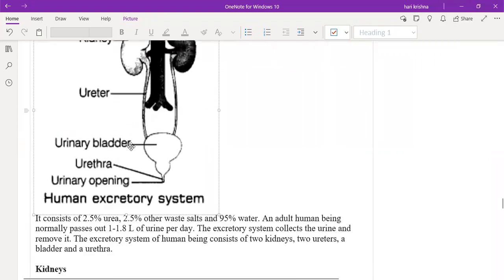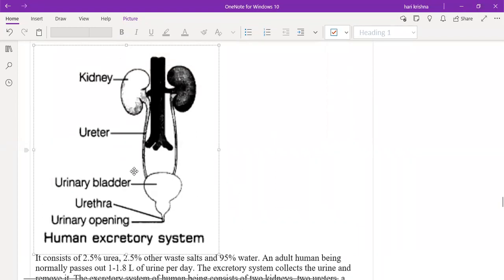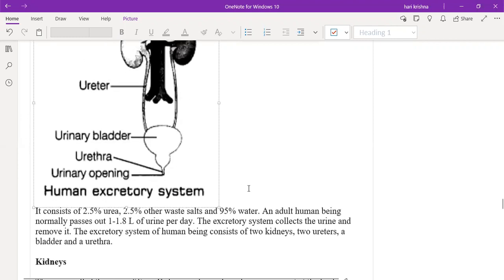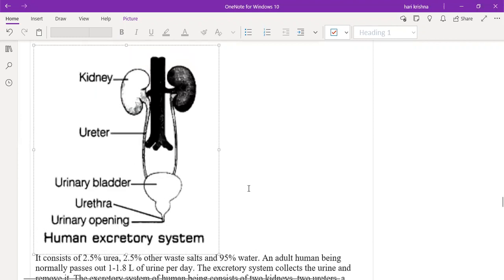From the urinary bladder, the urine will be stored for some time. At regular intervals, we remove that urine, or pass it out, with the help of the urethra. Right? So this is the complete excretory system in human beings.